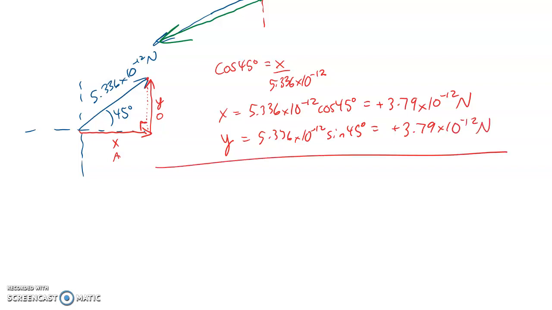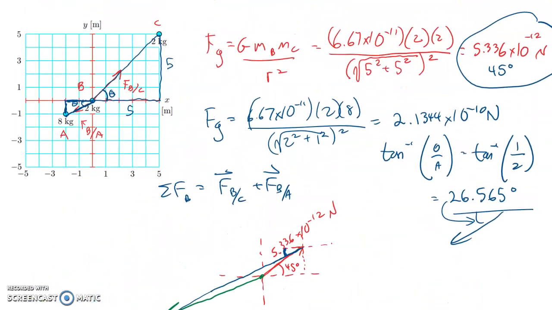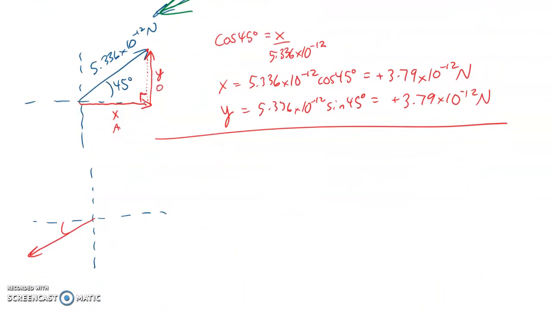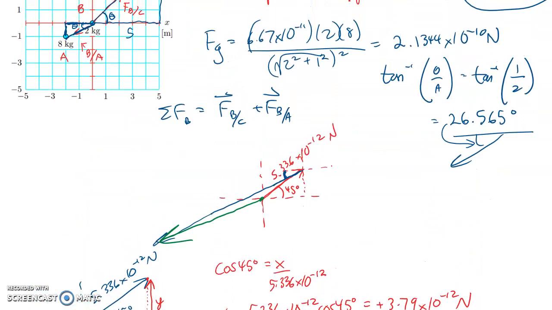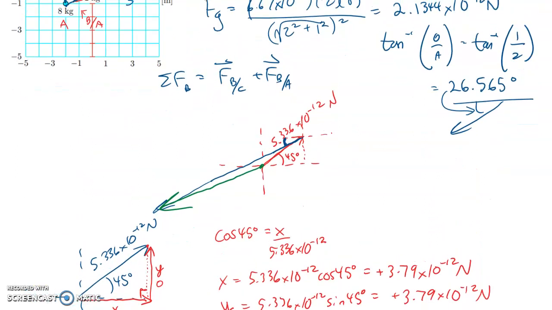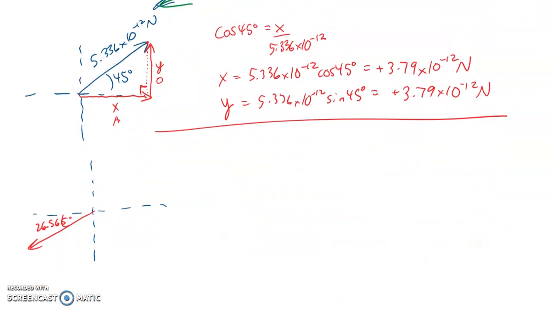Okay, let me do the same thing with the other vector, which looks like this. And let me remember what that angle was. 26.565. So this is 26.565 degrees, and the hypotenuse is 2.1344.